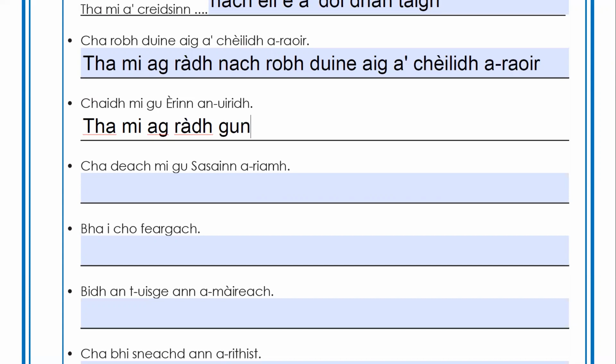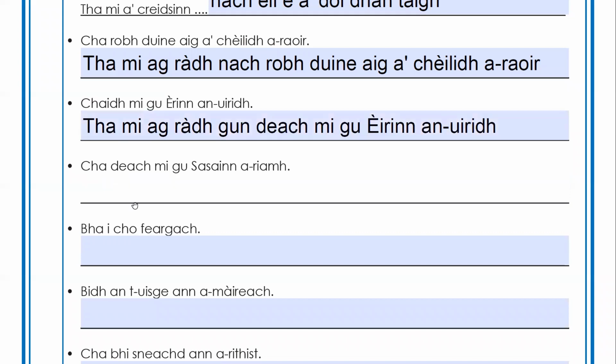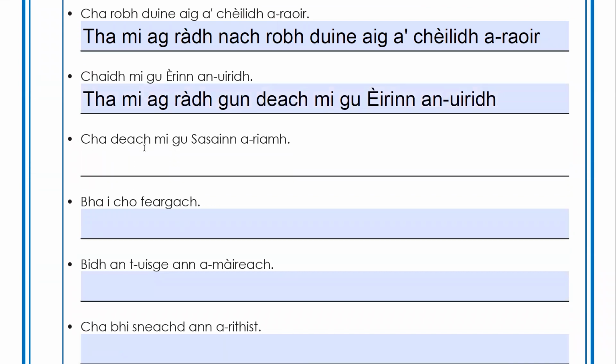And what's the dependent form of chai if chai is the independent? The dependent of chai is jach. So ha mi agra gun jach mi gu eidin nuddi. Okay, chajach mi gusasin adiev. I didn't go to England ever. I never went to England.